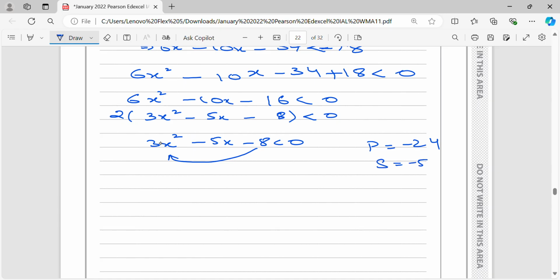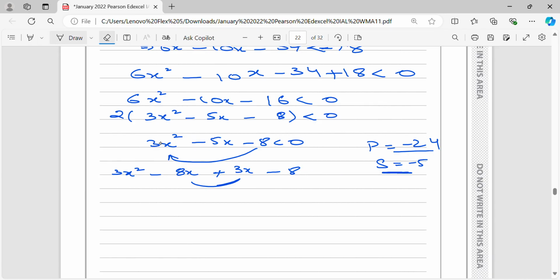So I need to think of two numbers. When I multiply them, I'll get negative 24, and when I add them, I'll get negative 5. So I can split minus 5x as minus 8x and plus 3x. Yeah, so when I multiply them, I'll get negative 24, and when I add them up, I get negative 5x.